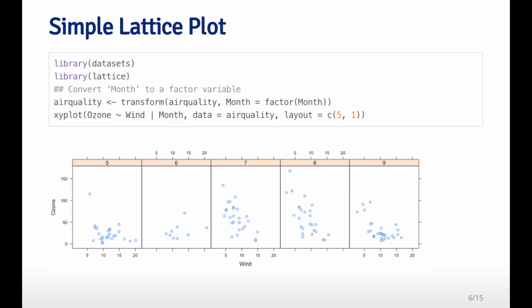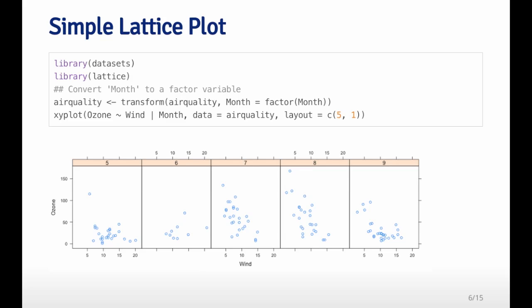So there doesn't appear to be much relationship in May or June. But you can see in July and August there's a relatively strong relationship. There's a negative one. That is, more wind means less ozone. And you can see by September that relationship is starting to die down a little bit.